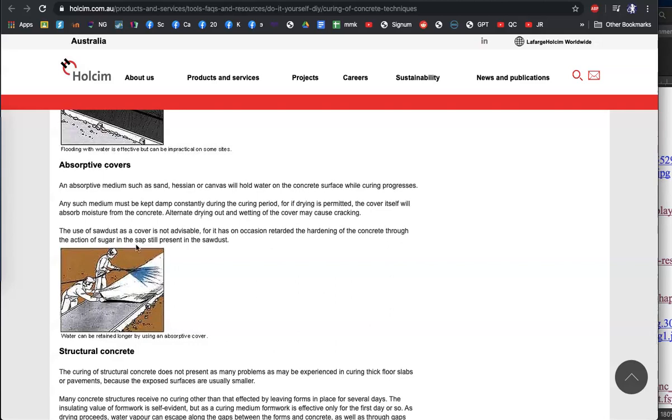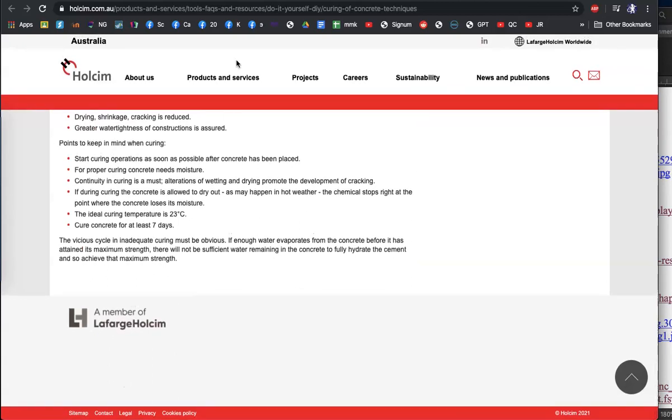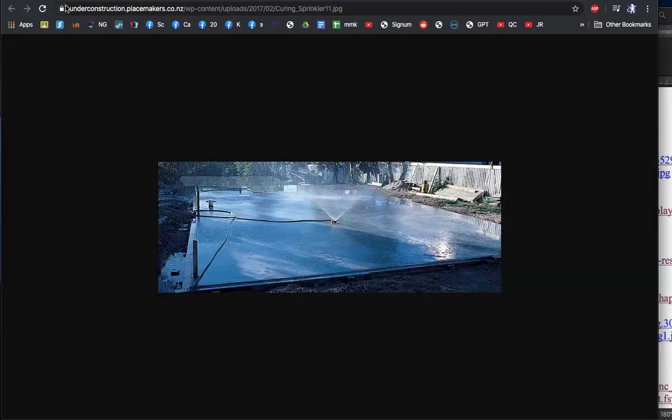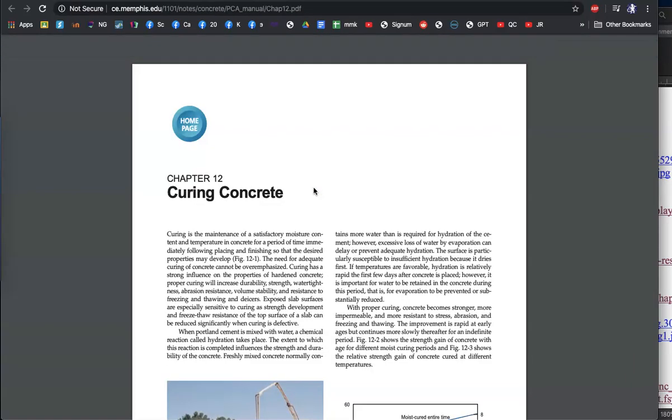You can do both. You can cover it with, say, hessian and then wet the hessian. That's a good strategy as well. But for the samples that we saw before, we actually keep those samples in water, like in a bath. I should have a picture of that, but just in case I don't, this is another example. Someone's got a sprinkler, and curing is really important to strength.